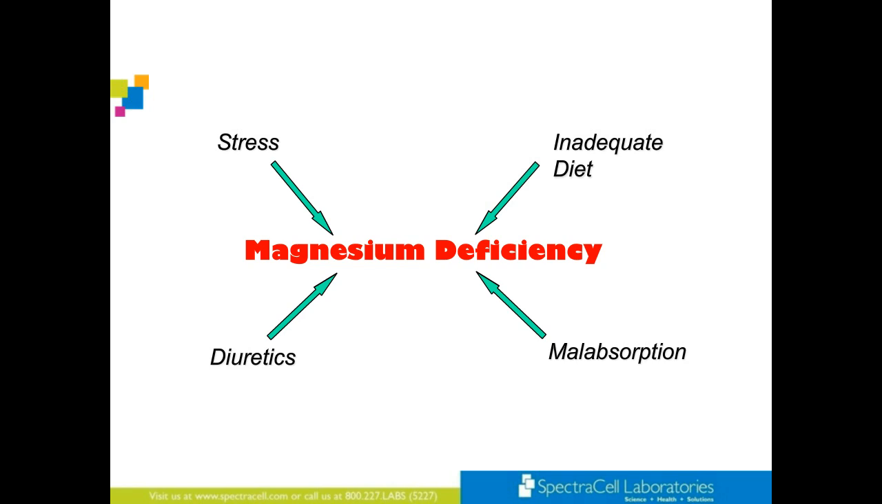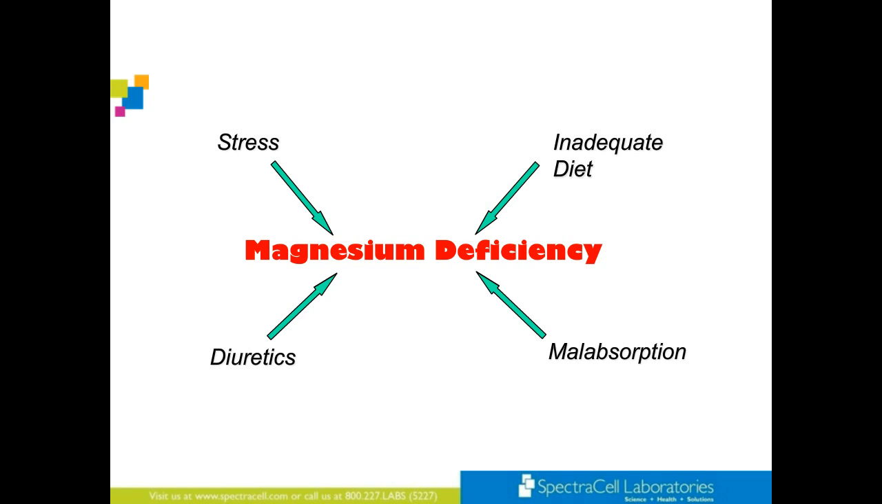And then, of course, we talk about diuretics. Now, when we talk about diuretics, we're not just talking about prescription diuretics, but also diuretics that are in foods. For example, caffeine and alcohol, as you all know, work as diuretics, and these can cause magnesium deficiency. So if a person has a tendency to drink a couple cups of coffee a day or a couple glasses of wine at night, and this is a regular part of their lifestyle, then once again, this could be causing some magnesium deficiency.